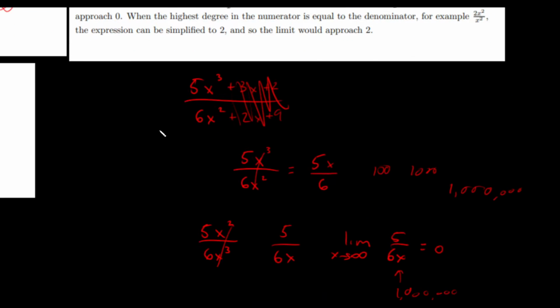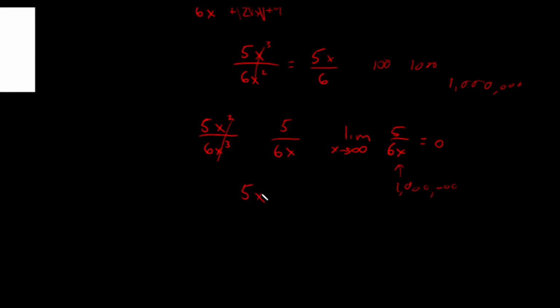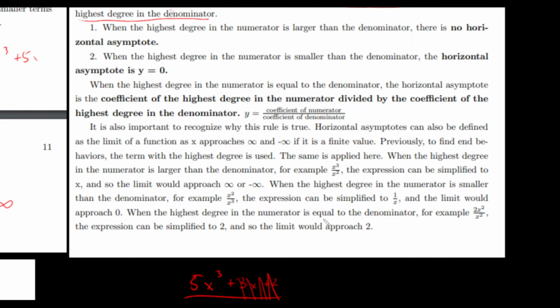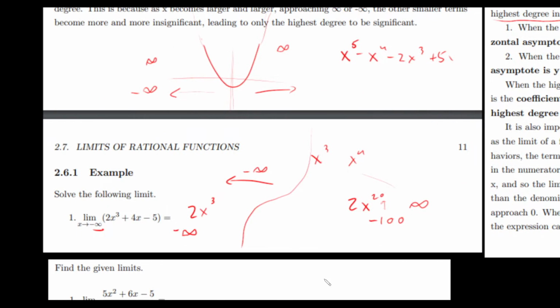Next, it's the same concept, right? 5x squared over 6x squared, we cancel these out. So that means the limit as x approaches infinity, because we cancel these out, would just be 5 over 6. And that would be our answer. That would be your asymptote. So that's why these rules work.